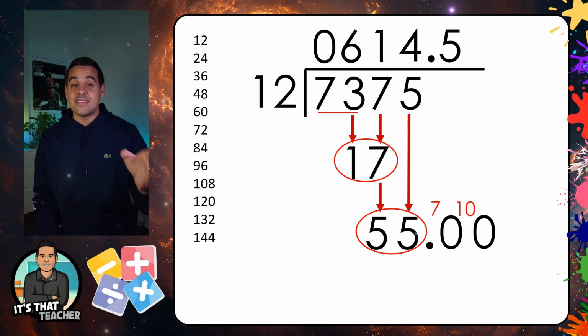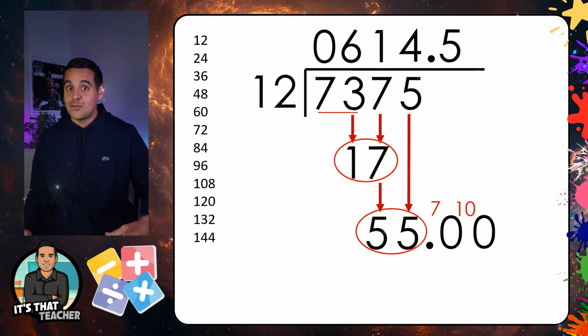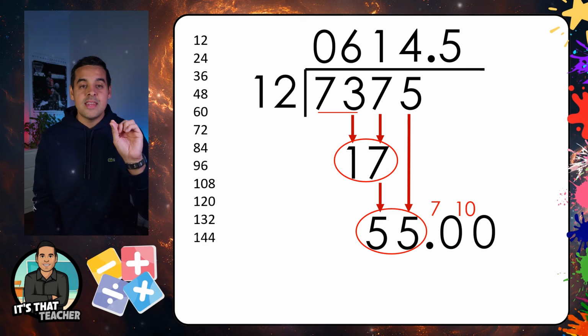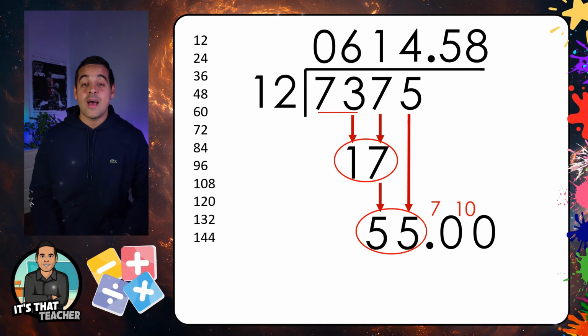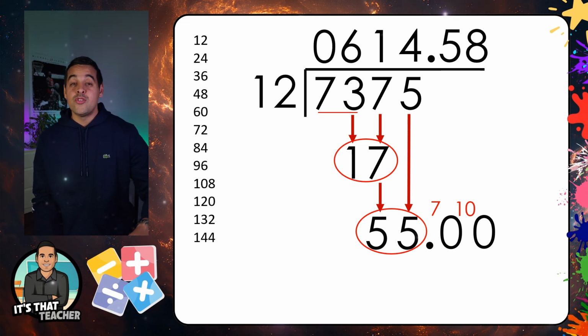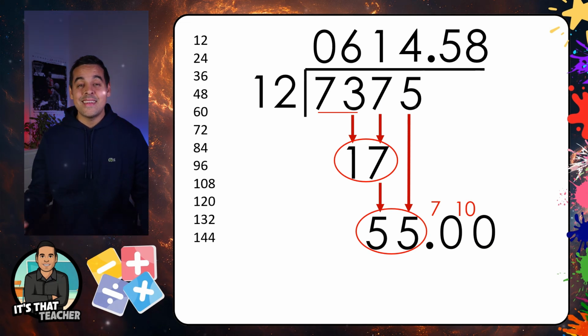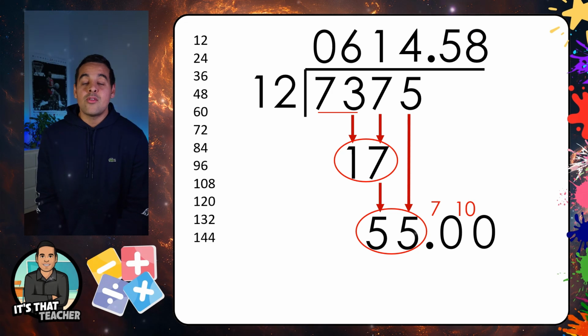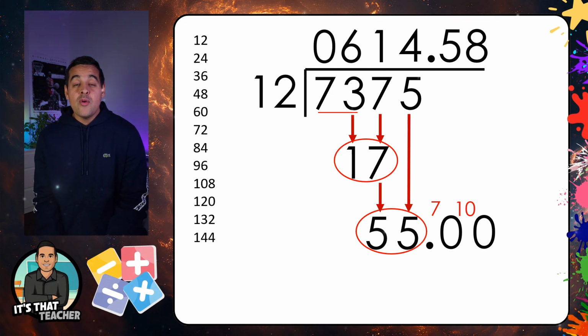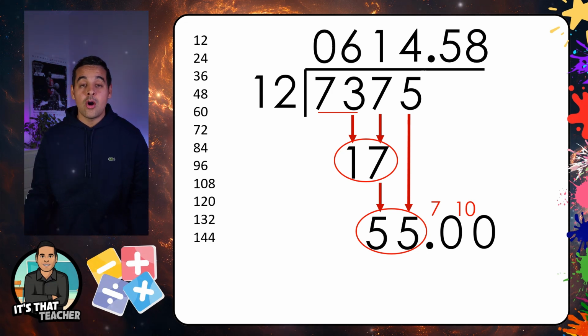Now you go down your list. This is why with long division, it gets a little tricky. How many 12s can fit evenly into 100? That would be 8. And that is how you solve long division when you're dividing with 2-digit numbers. The answer here would be 614.58. If you have any questions or concerns, write it in the comments below.